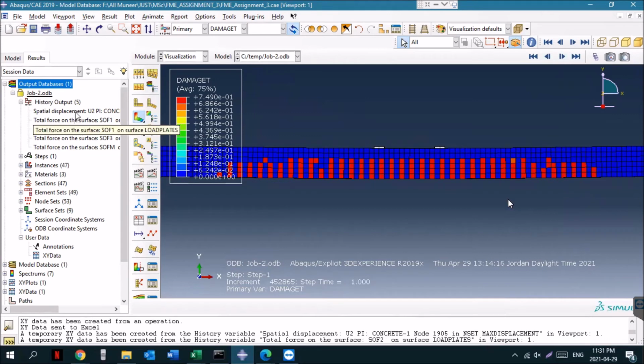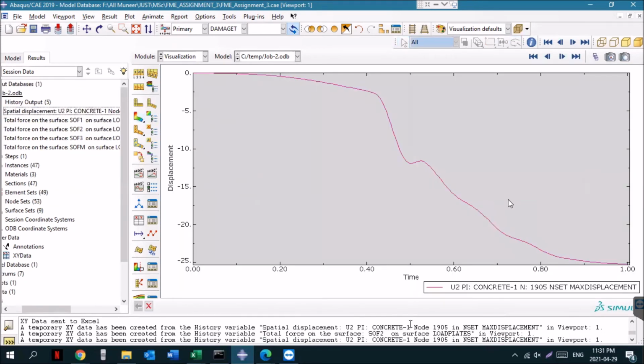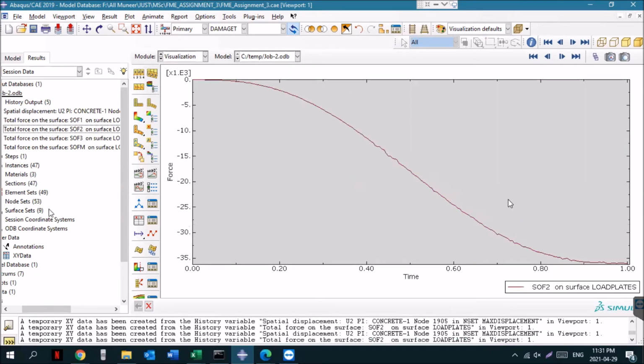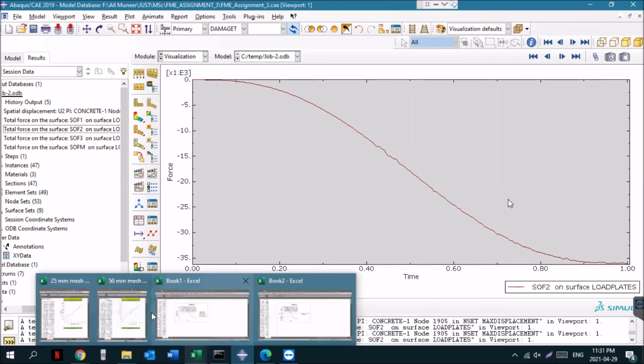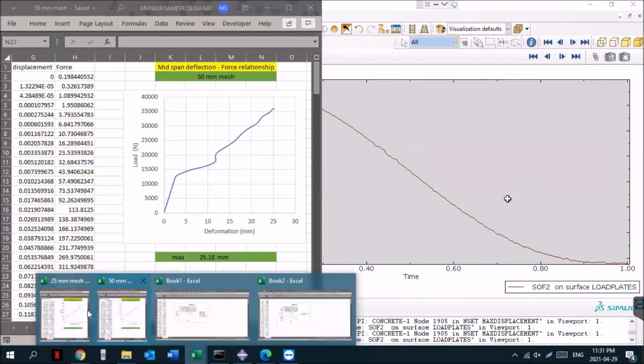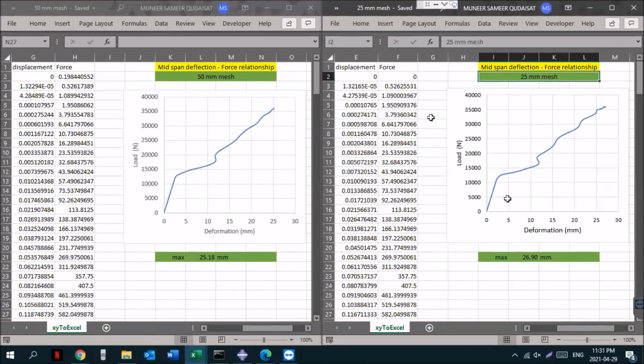Now, as for the curves of displacement versus force, I have displacement versus time, this curve, and I have the force versus time curve. I have taken these two curves' values to Excel, and I have created another model with a 25 millimeter mesh and 50 millimeter mesh. And I plotted the displacement versus force for each model, and I have these results.